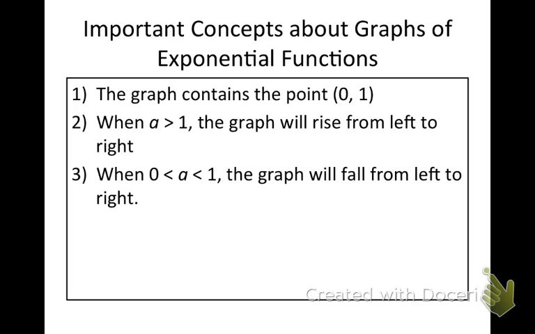The reason why it's not equal to 1 is because 1 to any power is going to end up being 1, so that would end up being a straight line, a horizontal line, which would not make it exponential anymore. So when you're greater than 1, our graph's going to be going up. When we're in between 0 and 1, our graph is going to be going down from left to right.